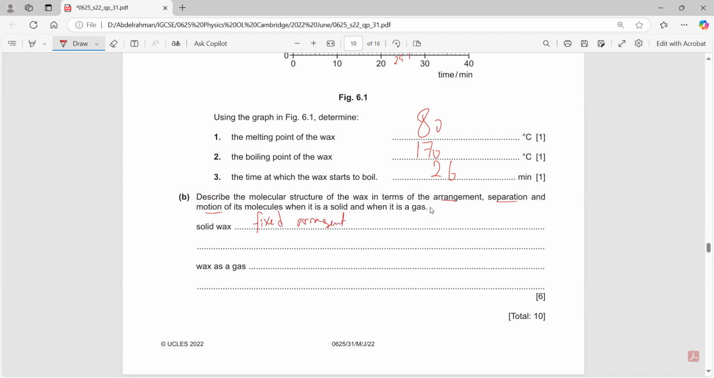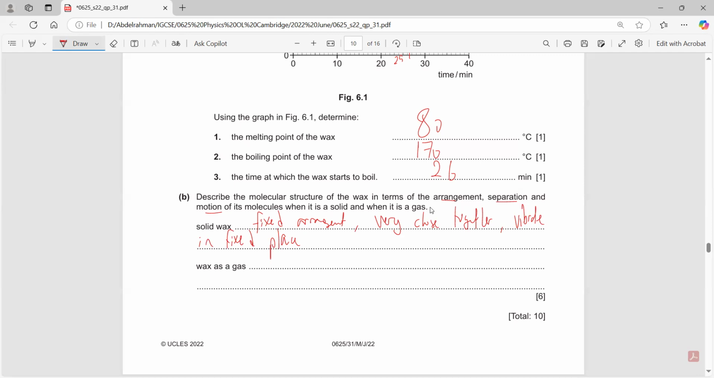Okay. What about the separation? Very close together. What about the motion? They vibrate in fixed place. Can I say regular arrangement? Yes, I can say regular arrangement. Vibrate in fixed place. What about the wax as a gas?